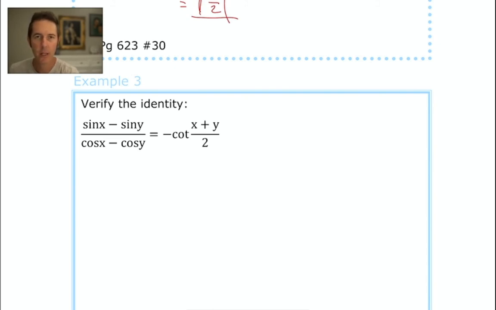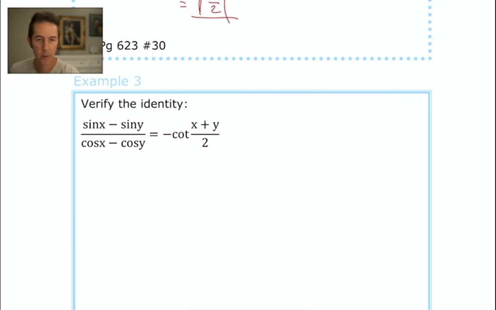The only reason I'm tending toward that one is, granted, I've seen this problem before, but I know that the section I'm in is the one that works with product to sum and sum to product. And sum means addition, but it could also mean subtraction. On the left-hand side in the numerator, I see sine minus sine, which is the second of my sum to product formulas. And in the denominator, I see cosine minus cosine, which is the fourth of my sum to product formulas.